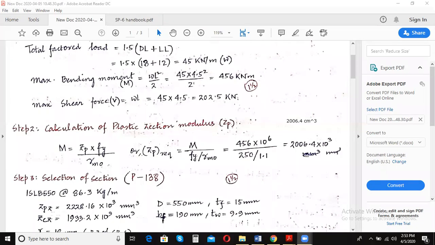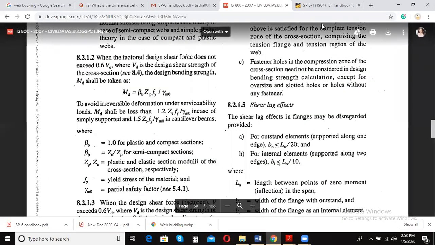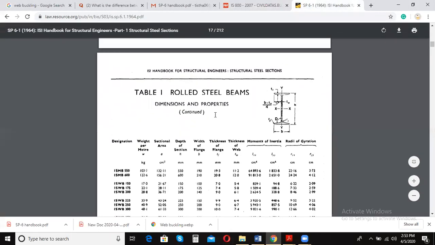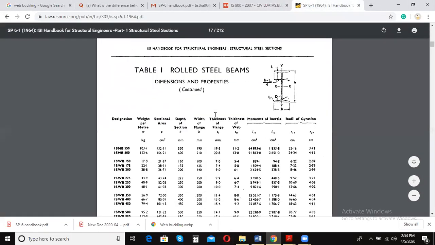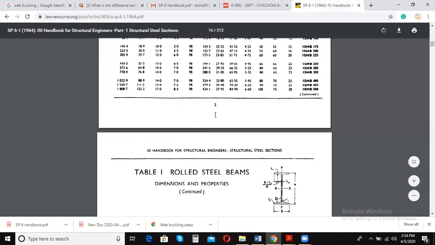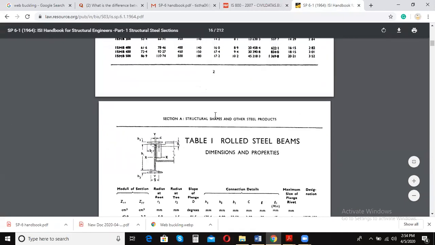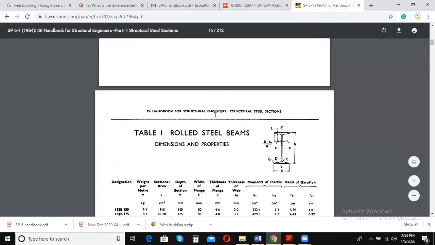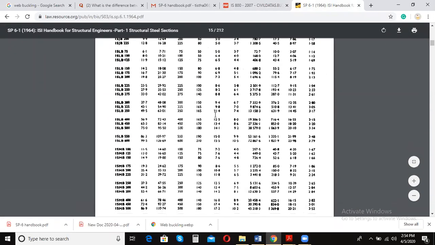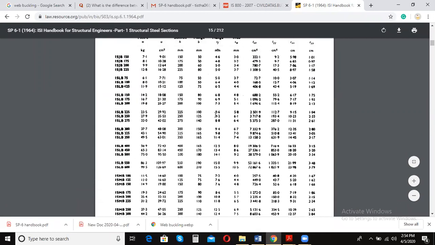Okay, I think I should clear the drawings. Right. So let's first go to the handbook. All right. So here, what is the page number? If you have the handbook with you, go to page number 2, right?